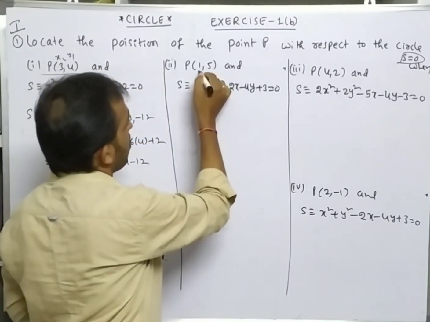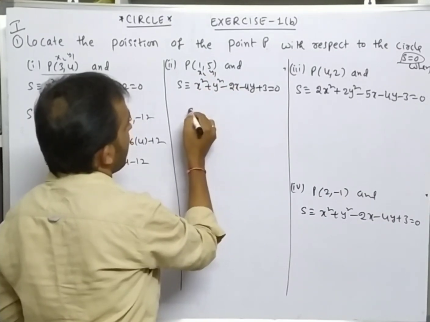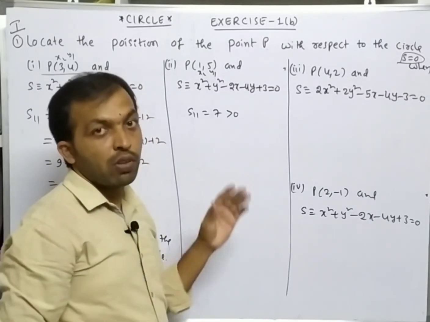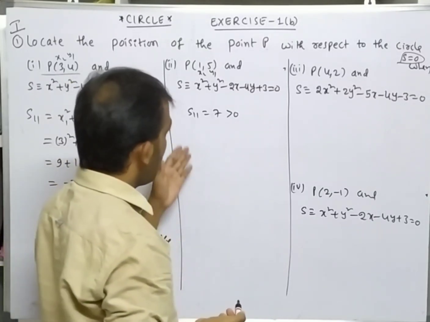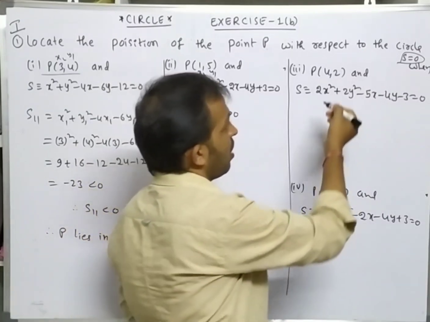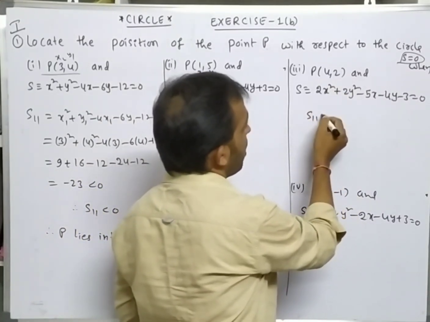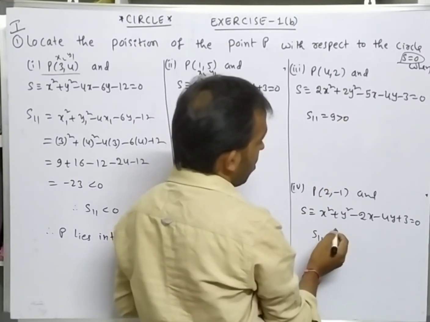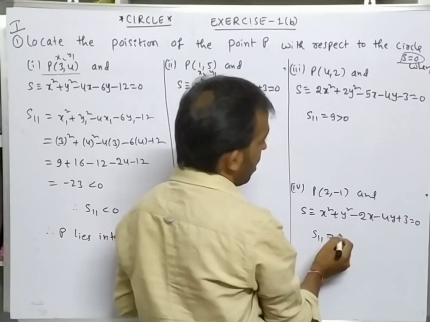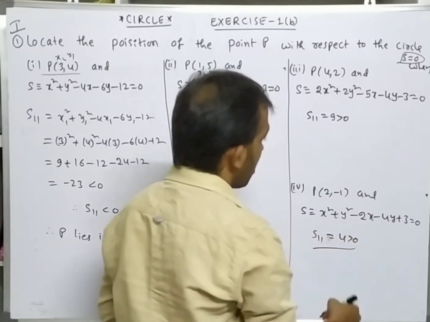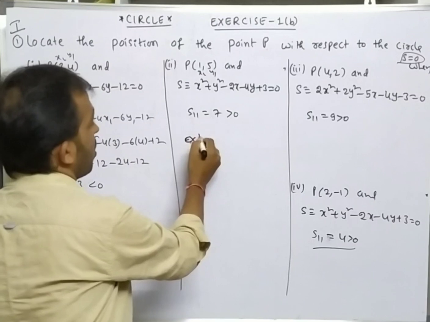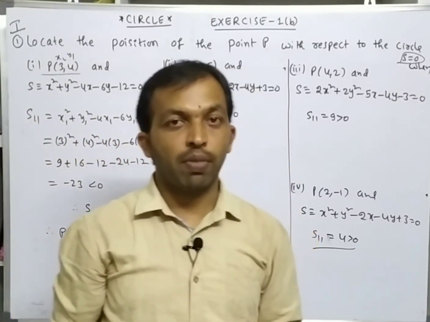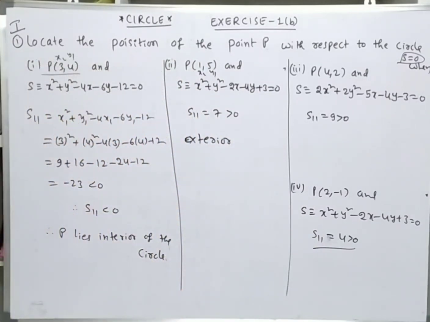So solve this problem yourself. You may get S11 is equal to 7, which is greater than 0, so it lies in the exterior of the circle. Similarly you can solve this problem. You will get 9, which is greater than 0, exterior of the circle. For this one, S11 is equal to 4, which is greater than 0, that also lies in the exterior of the circle. If the answer is 0, then it lies on the boundary. So that is the concept.